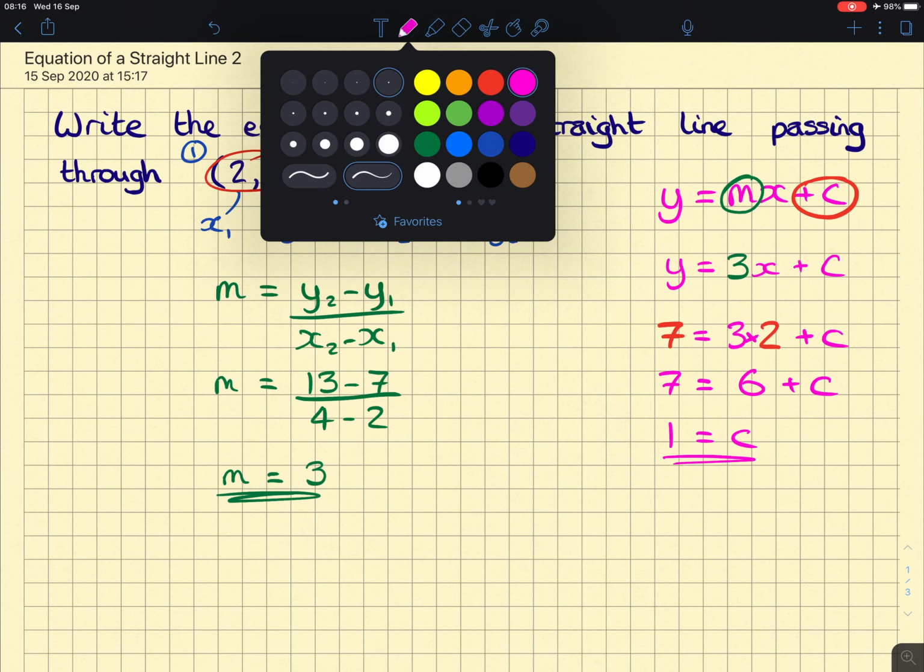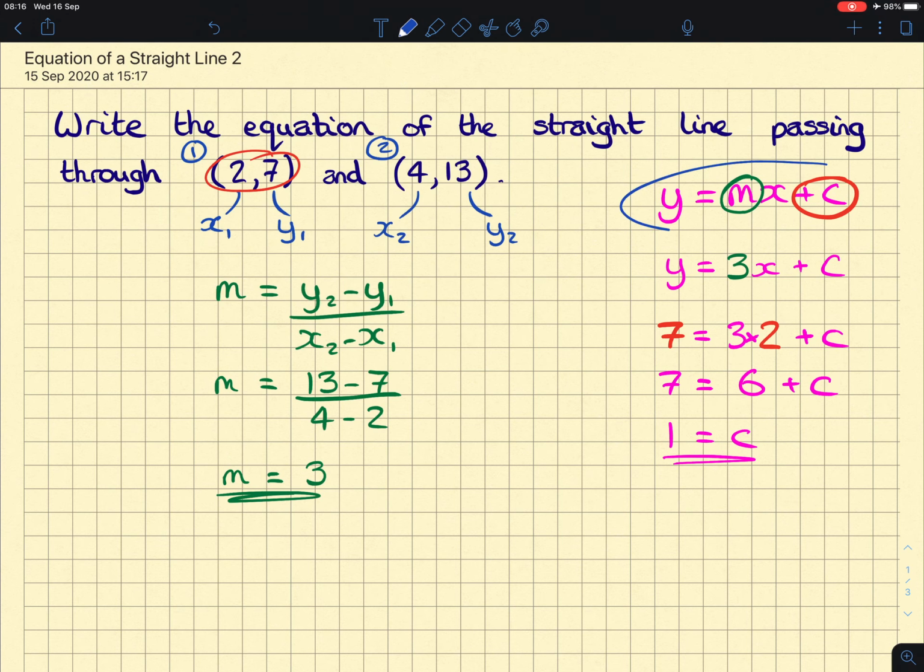All that's left to do now is to write our final answer. So y equals mx plus c is what straight lines are all about, most of the time anyway. And we now just write that. So our gradient was 3 and our c value is 1. So y equals 3x plus 1.